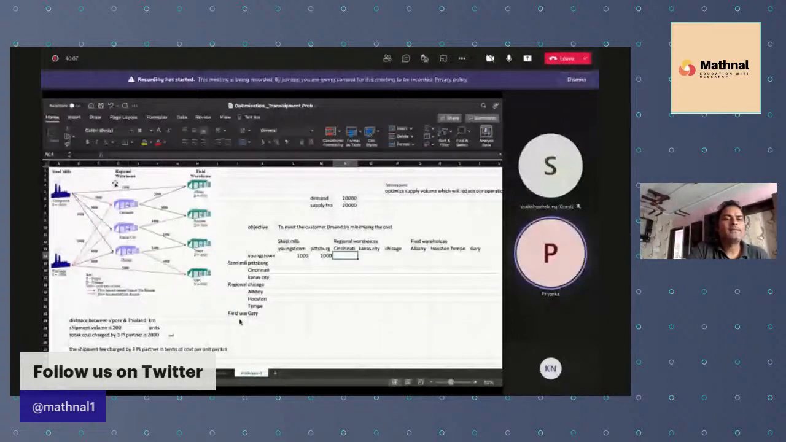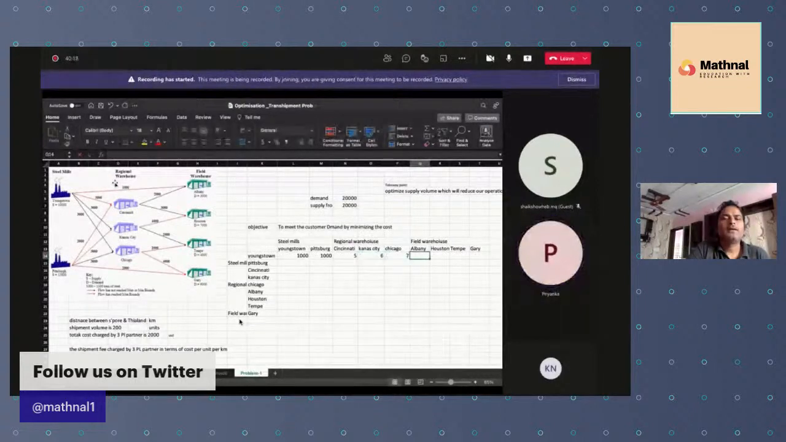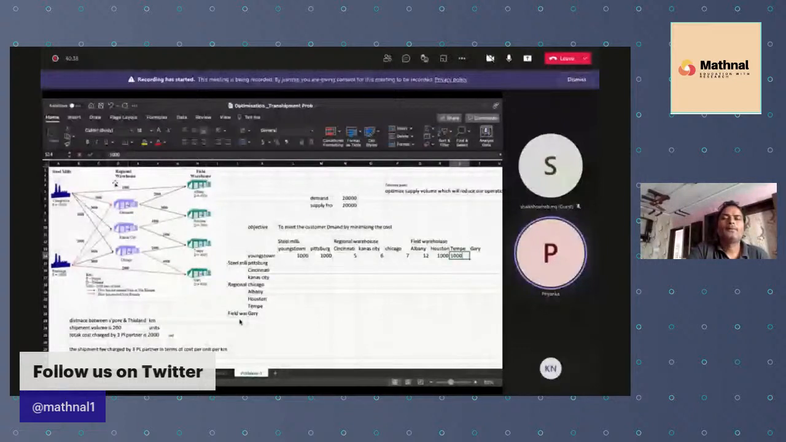Youngstown to Kansas, let's put 6. And Youngstown to Chicago, let's put 7. Similarly, Youngstown to Albany, there is a transfer happening, so let's put 12. Youngstown to Houston, there is no transfer, 1,000. Temple 1,000. Gary 1,000. Right?